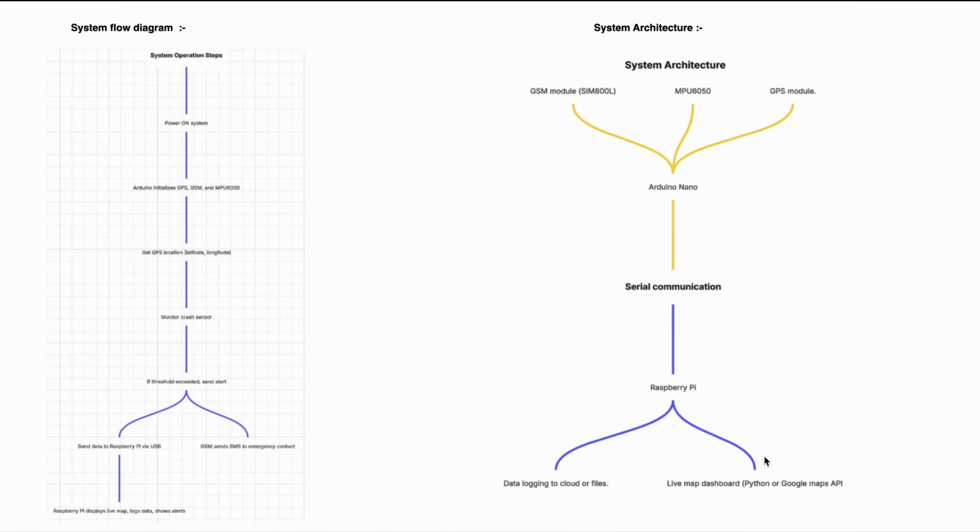Here are the system flow diagram and the system architecture, showing how the system works: how it will start by sending the location to the Arduino Nano, then the communication between the Arduino Nano and the Raspberry Pi using serial, how the Raspberry Pi does data logging into the cloud or files, how it will display the live map dashboard using Python or the Google Maps API, and how the sensors are being used and how they are being powered.